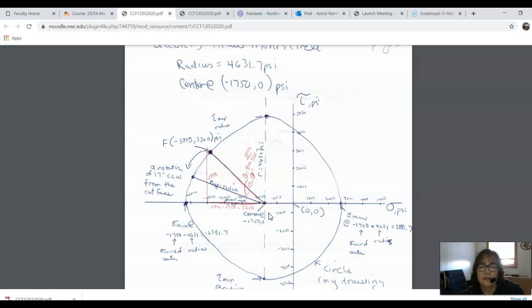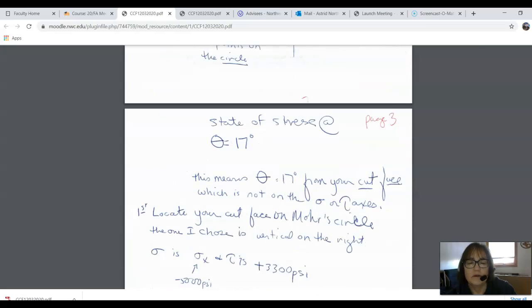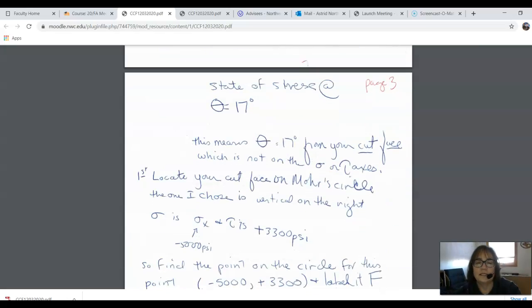So it's sort of self-explanatory, but it's not necessarily obvious. Right? So we find those points, we construct our circle, and then we go about answering the question. It says, what is the state of stress at theta equals 17 degrees?